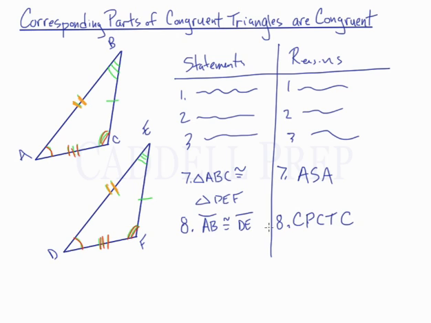And we could use this for a number of things. We could also prove that angle B is congruent to angle E for the same reason. And we can also show that BC is congruent to EF because corresponding parts of congruent triangles are congruent.